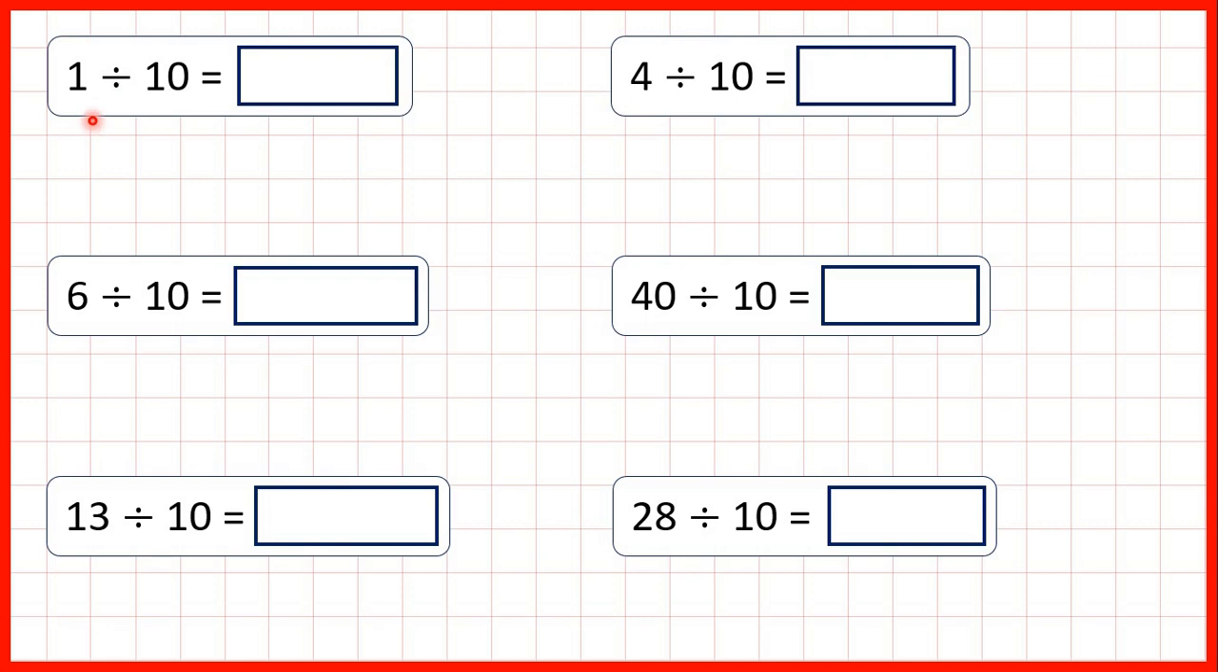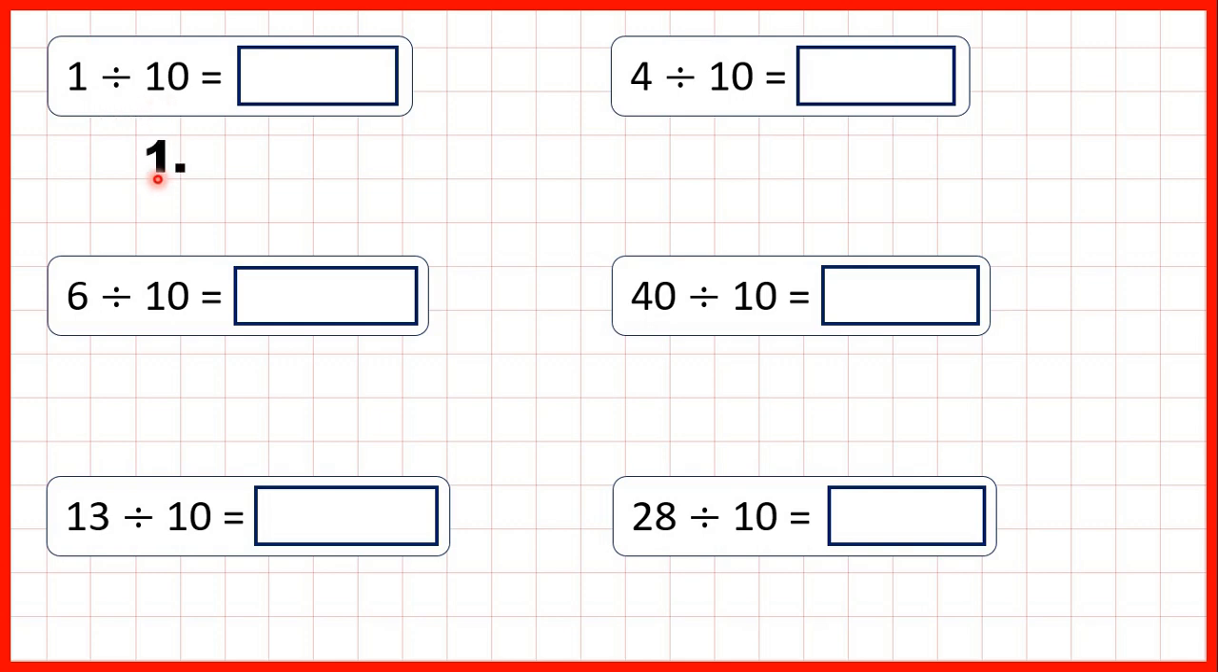Now this looks strange because we're used to seeing division questions written with the larger number as the dividend and the smaller number as the divisor. But division doesn't have to be that way round. We can do 1 divided by 10.